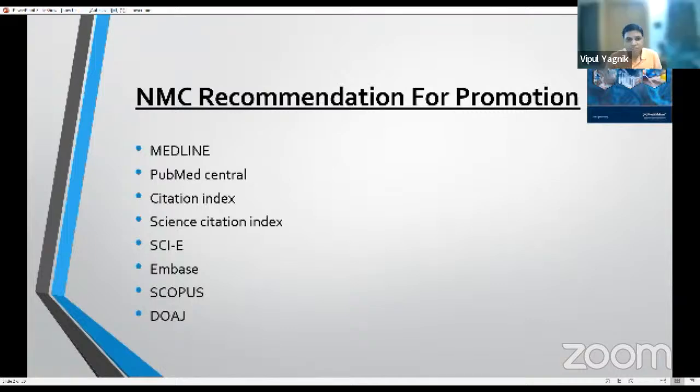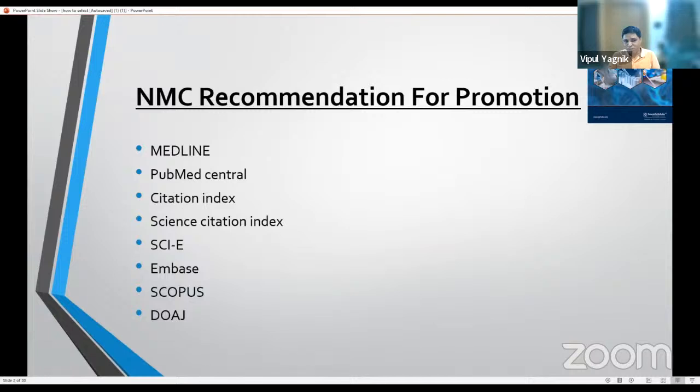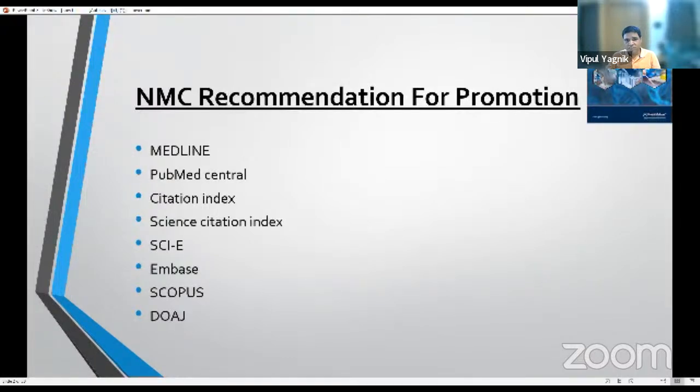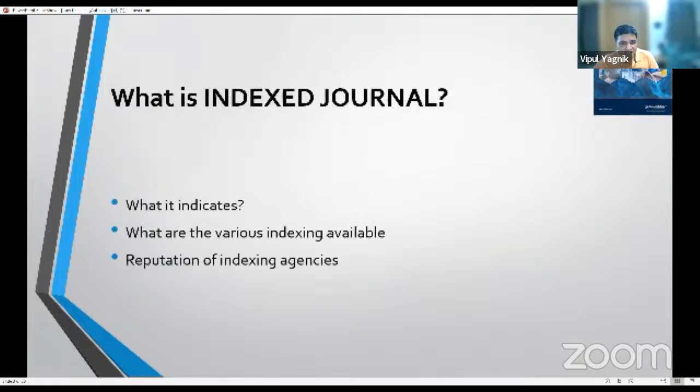Continue, sir. Okay. So NMC has recommended that a few research publications be published in journals indexed in certain indexing agencies. The NMC recommendation is that the journal has to be indexed in either Medline, PubMed Central, Science Citation Index Expanded, Scopus, Embase, or DOAJ. DOAJ is basically for open access journals only. The full form of DOAJ is Directory of Open Access Journals.